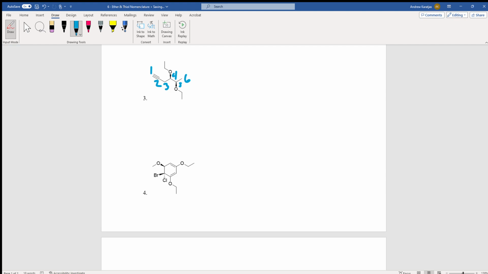So this is hexane for 6 carbons. Because it has an alkyne, becomes hexyne. And it's going to be hex-1-yne because the alkyne starts on carbon 1. Next, we have the 2 substituents at 4 and 5. Both of these are ethyl groups plus an oxygen, so that makes them ethoxy. So 4,5-diethoxy.